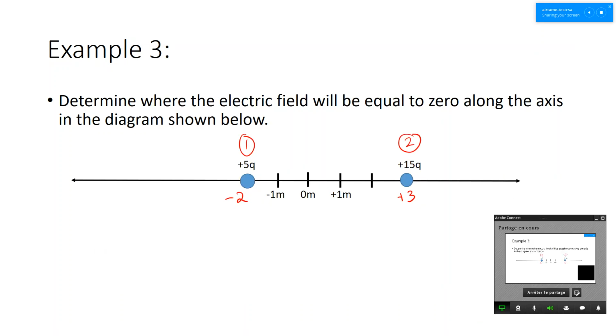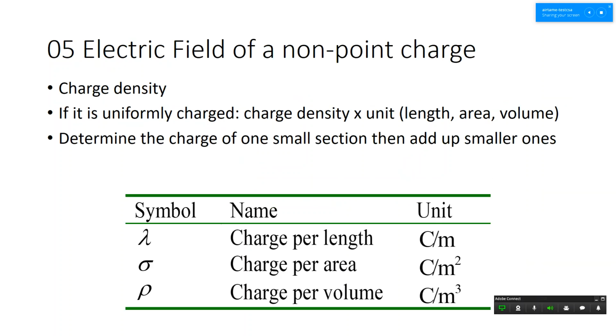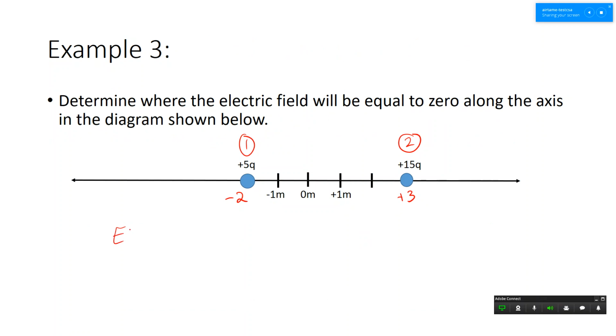Let's say this is charge 1 and this is charge 2. That means I can say that my total electric field is going to be equal to my electric field from 1 plus my electric field from 2, and I want that to be equal to 0. And before I even solve this problem, where is the electric field going to be 0? Is it going to be all the way on the left, in the middle, or all the way on the right?